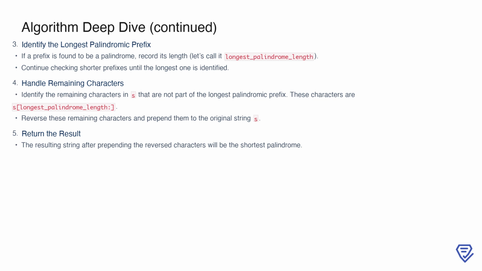Once we identify a prefix that is a palindrome, we record its length, which we'll refer to as longest_palindrome_length. We continue this process for shorter prefixes until we determine the longest palindromic prefix. Next, we handle the characters that are not part of this palindrome. These remaining characters, which start from the index longest_palindrome_length to the end of the string, are reversed and then prepended to the original string. The resulting string, after this operation, becomes the shortest palindrome. The key to solving the problem is ensuring that these steps are performed accurately, as this guarantees that we're adding the fewest characters possible to achieve the desired palindromic structure.